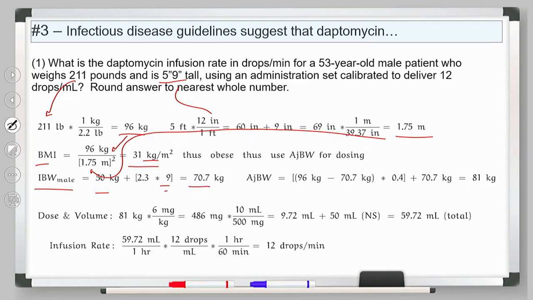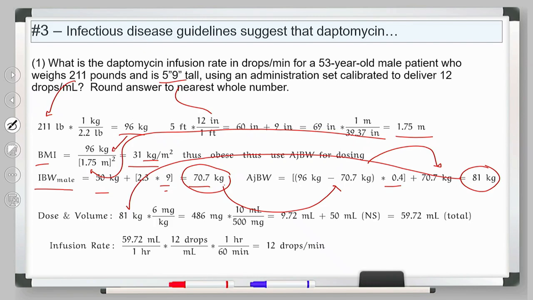Okay? The adjusted body weight formula takes this number and finds the difference between his actual and this ideal value. The difference times 0.4 is then added to the ideal body weight. So doing all of that math, we find out that the patient's adjusted body weight is 81 kilograms. That is the more reasonable weight to base his dose on. So let's take that weight.